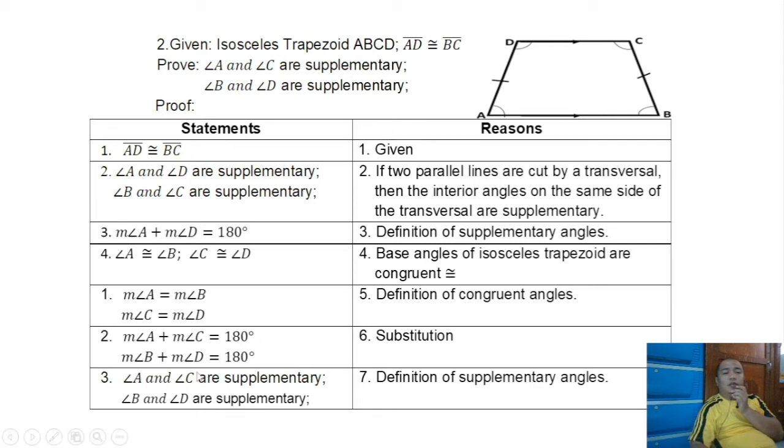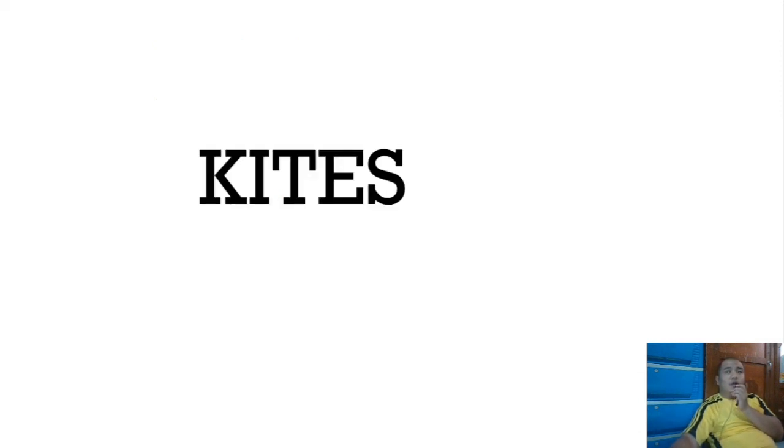Therefore, number 3: angle A and angle C are supplementary, and angle B and angle D are supplementary, by the definition of supplementary angles. That is the proof.